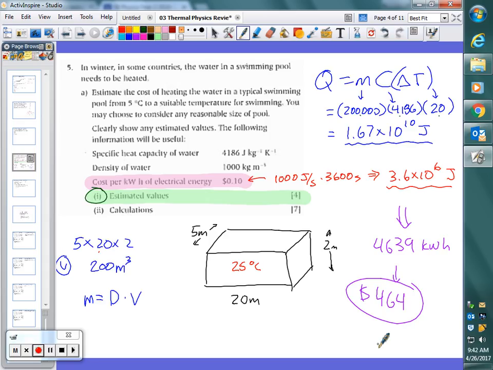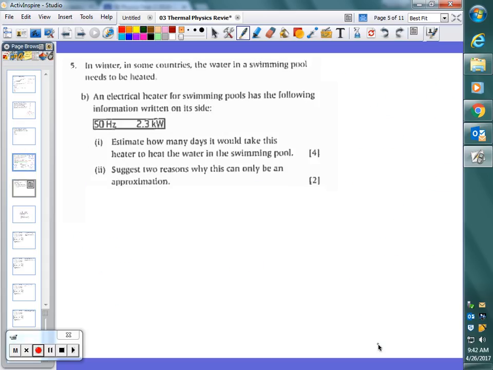Good there? All right, the second part of this problem. It says in winter, with about the same setup, an electrical heater for swimming pools has the following information written on its side: 50 hertz and 2.3 kilowatts. Estimate how many days it would take this heater to heat the water in the swimming pool.